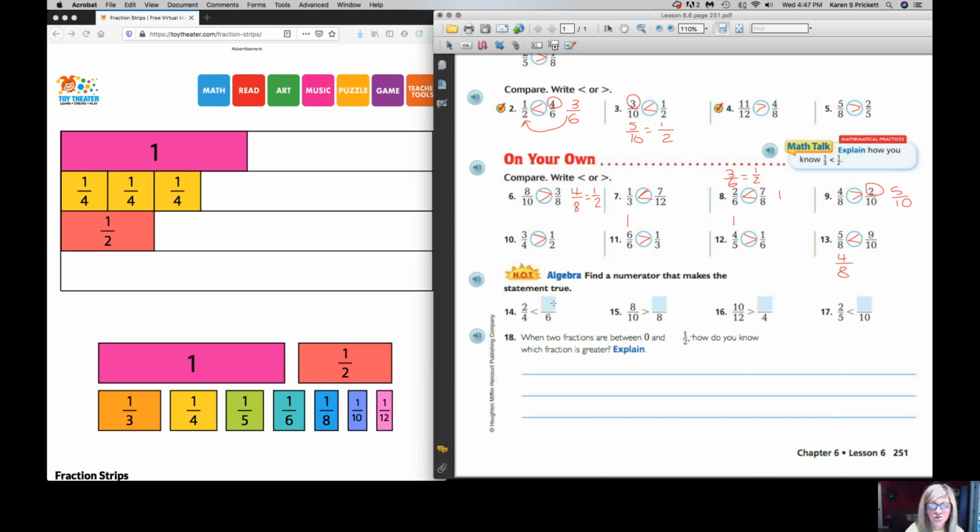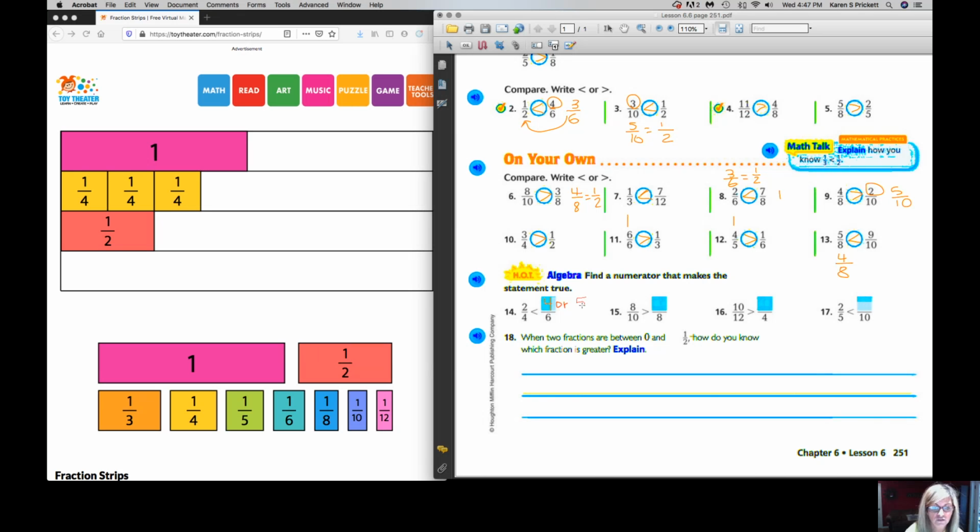All right, let's scroll on down to number 14. And here you are finding a numerator that makes the statement true. And so there are many options for these answers that you could put. 2/4 is equivalent to 1/2. Okay, so 2 is half of 4. So this is saying 2/4 is less than how many 6? Okay, it would be equal to 3/6, which would also be a half. So this could be 4, or this could be 5. So you technically could have 4 or 5 as a numerator for this, and this statement be true.